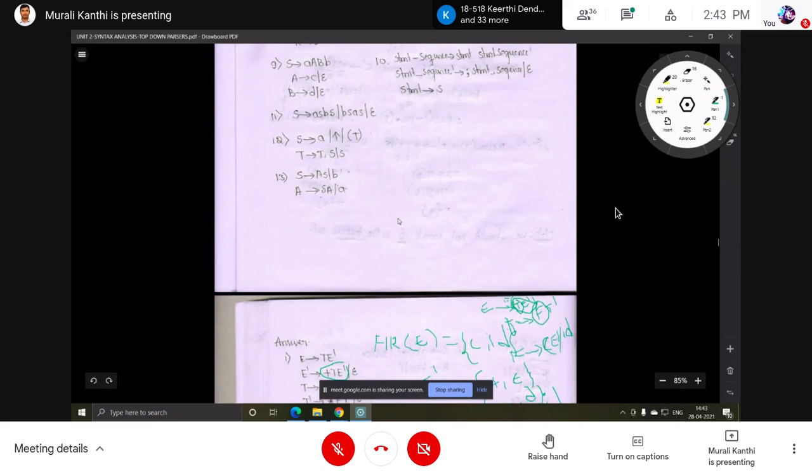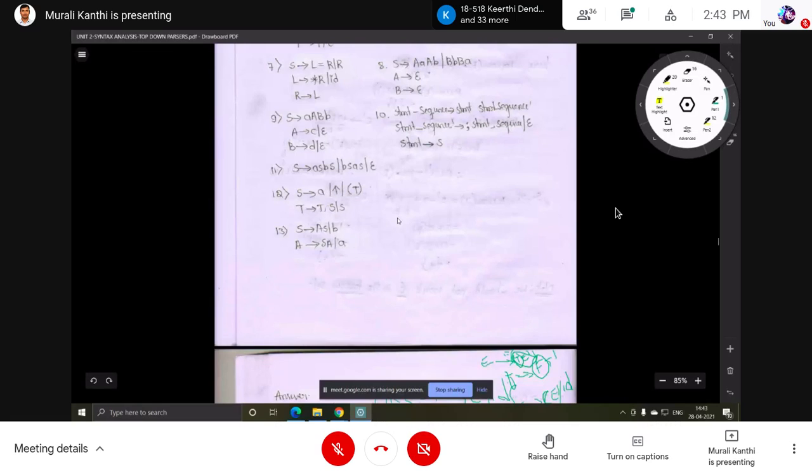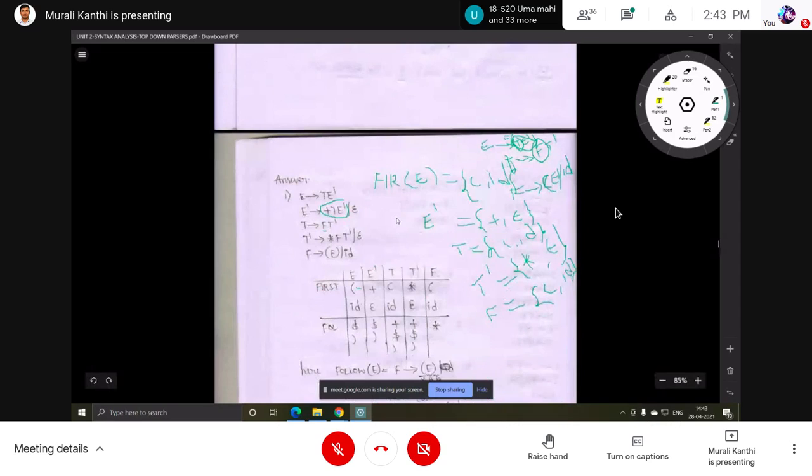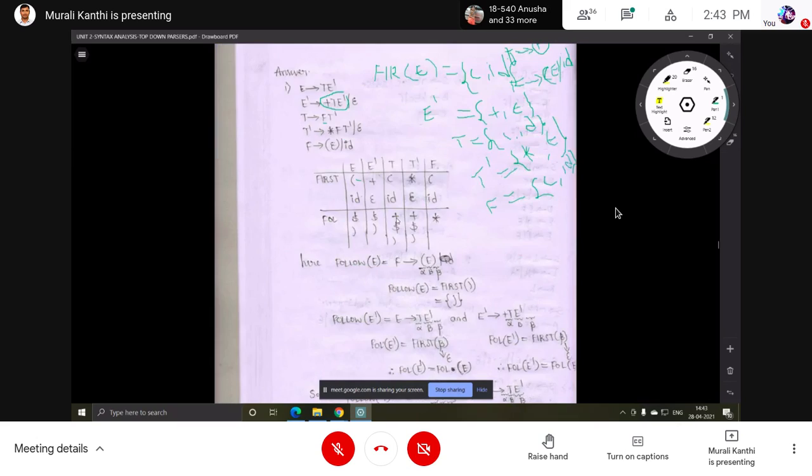But in the previous case, we only found the first symbol for the terminal. In the grammar, we should find the first set for all the non-terminals and the follow set for all the non-terminals. First set finding is completed. Next, follow.